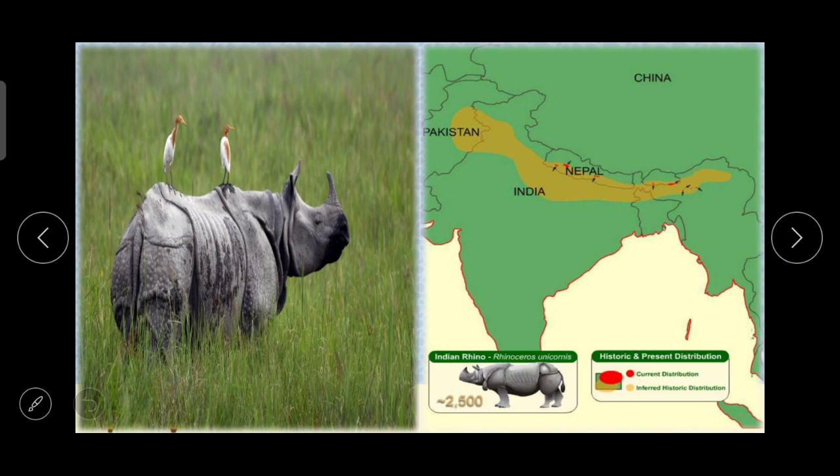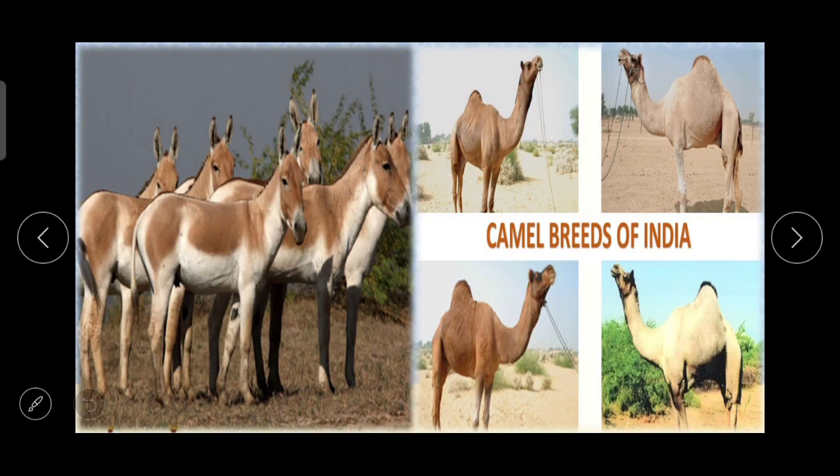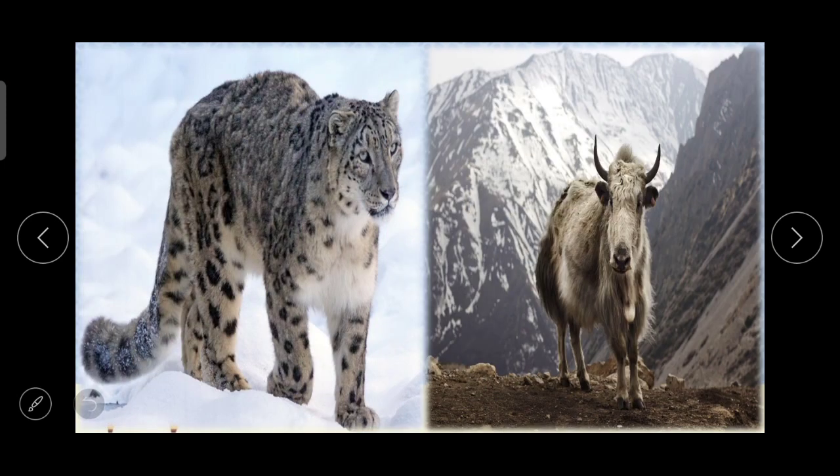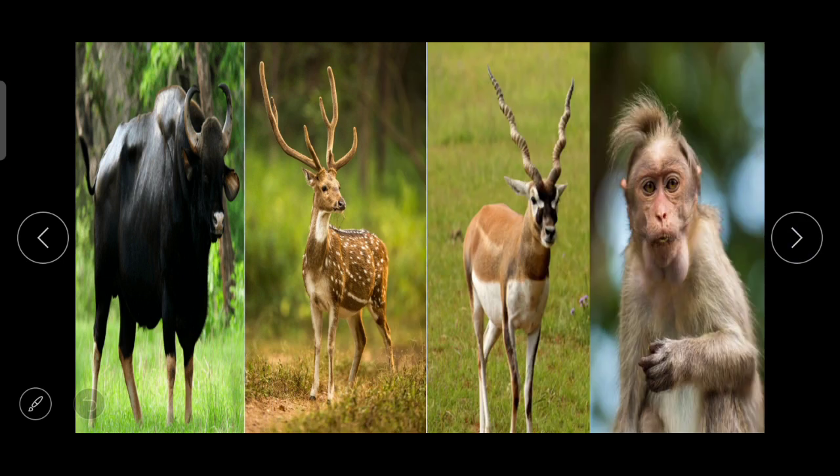Then one-horned rhinoceroses are found in swampy and marshy lands of Assam. Again here you can see. Next to that, wild ass and camels are found in arid lands like in Rajasthan. Then the snow leopards and yaks are found in the snow-capped regions of the Himalayas. Then Indian bisons, deer, antelopes and monkeys are found in the peninsular region.